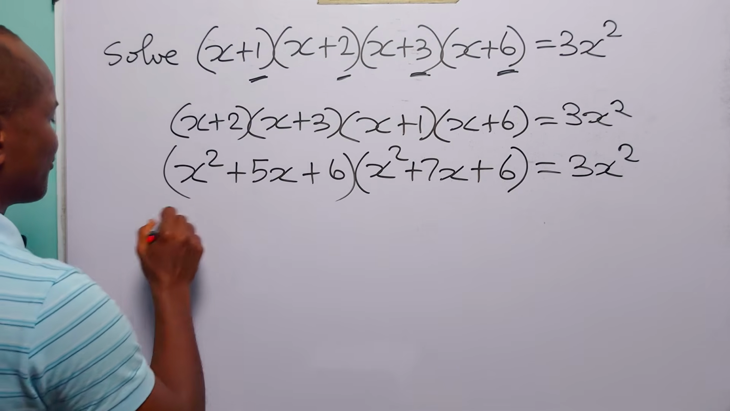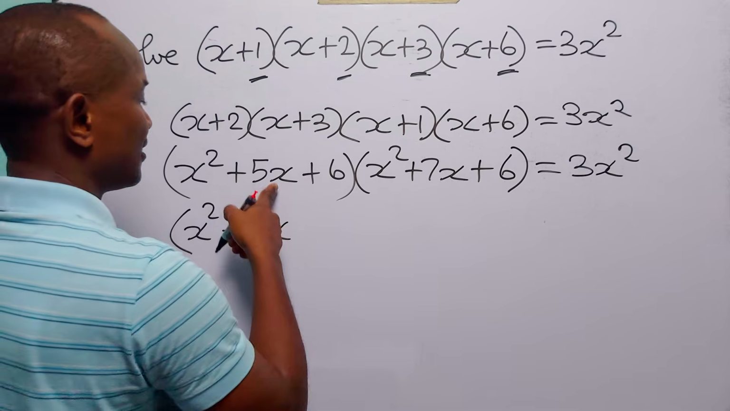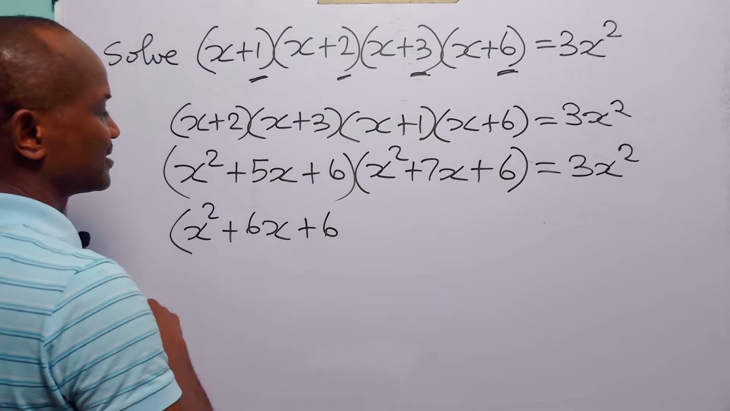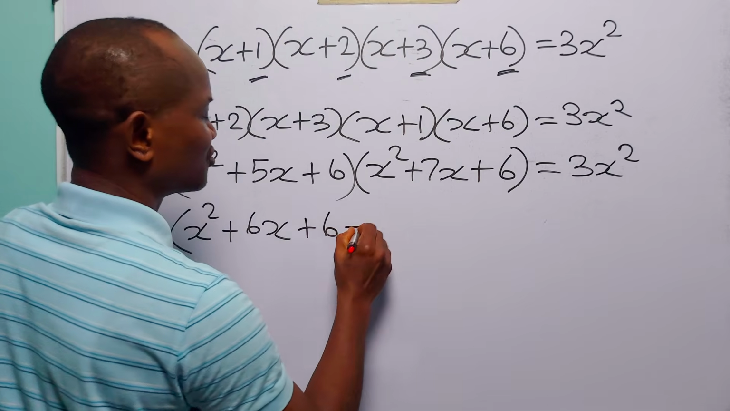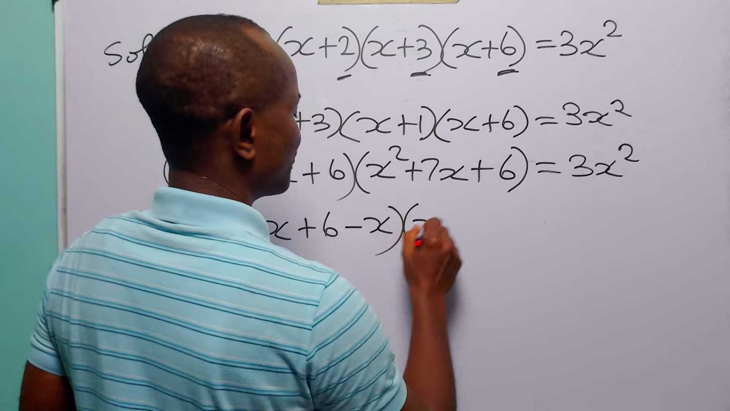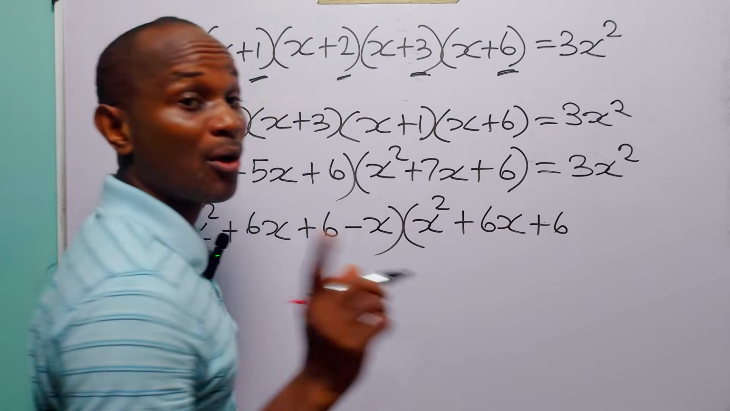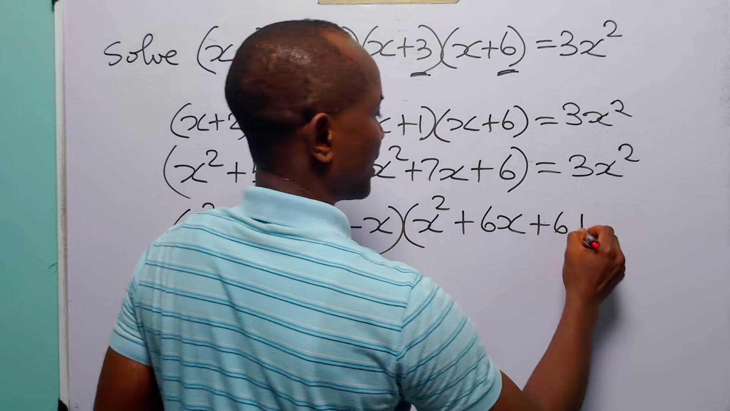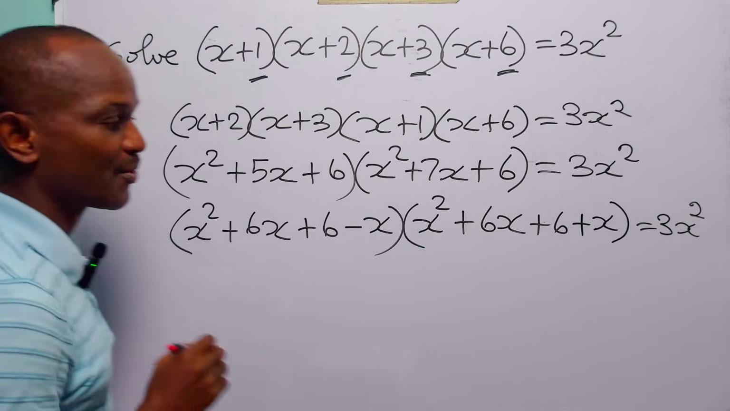Now here, we can write this as x squared plus 6x. But you can see that we have 5x here. We have plus 6, that is this. What do we do to 6x to get 5x? Of course, we subtract 1x. Now, in this case, we have x squared plus 6x plus 6. What do we do to 6x to get 7x? We add 1x. And of course, this is still equal to 3x squared.